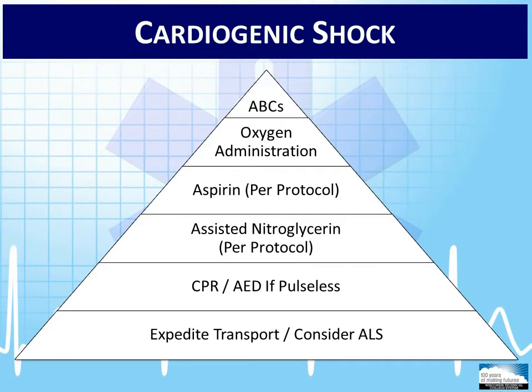Regardless of the pathology underlying the cardiogenic shock, monitoring ABCs is of paramount importance. These patients are already having problems perfusing, so supplemental oxygen administration is also warranted. Rapid transport is important, and, if available to the service, advanced life support should be utilized.